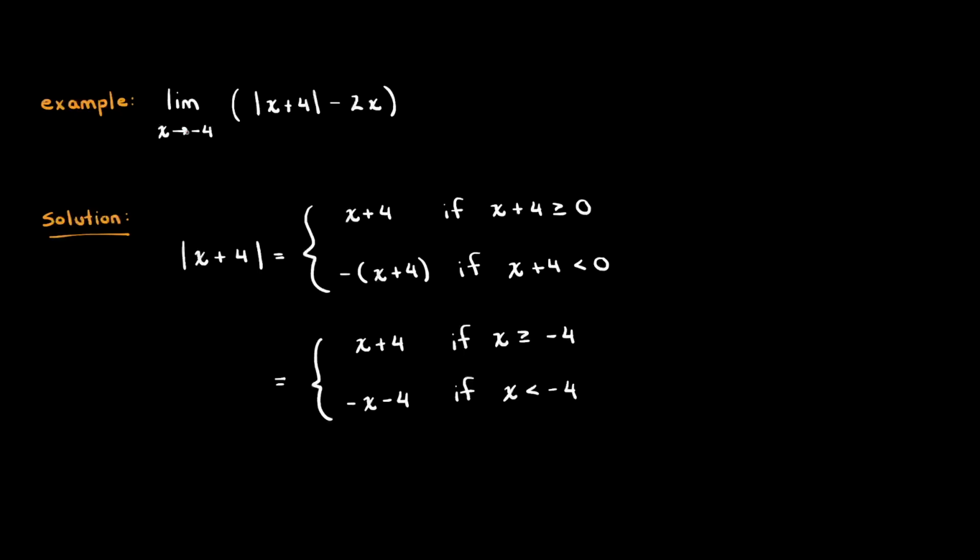For the next problem, we have the limit as x approaches -4 of the absolute value of x plus 4 minus 2x.